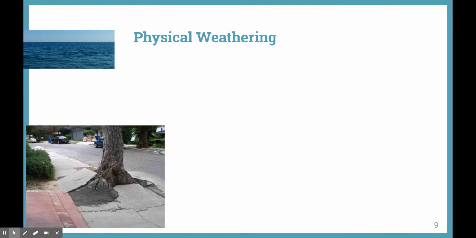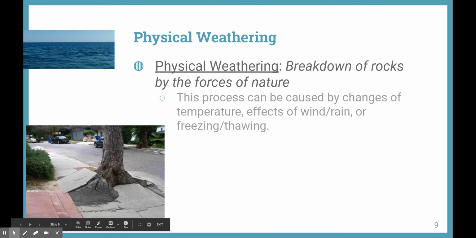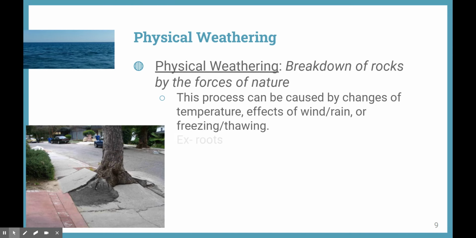Physical weathering. So what does physical weathering mean? That means the breaking down of rocks by the forces of nature. Here's a picture of physical weathering. You can see that the plants are cracking through the sidewalk here. This process can be caused by changes of temperature, so freezing or heating, the effects of wind or rain, like freezing and thawing. Here's some examples, like the roots.